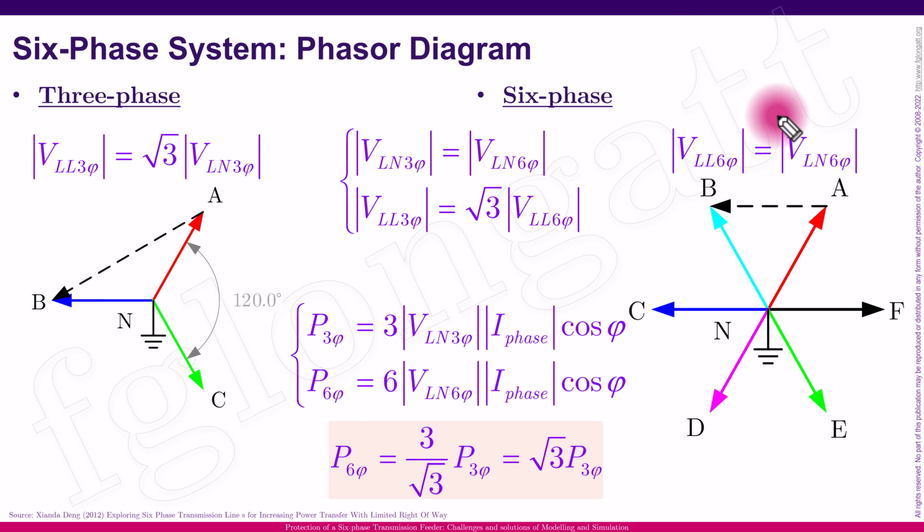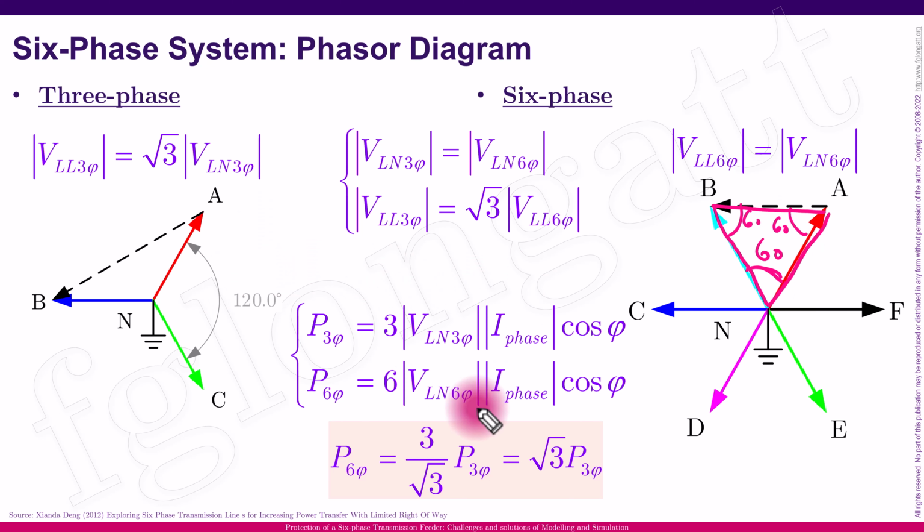However, in a 6-phase system, we have a 60-degree angle here. And to be honest, that creates a very interesting property, because here in the 6-phase system, we have 60 degrees here, 60 degrees here, 60 degrees there. As a consequence, in this triangle, you can see that the line to neutral voltage is identical in magnitude to the line to line voltage.